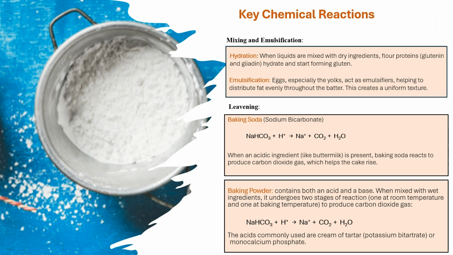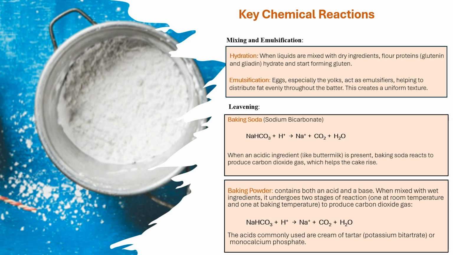What are the key chemical reactions and the physical changes during the baking process? Mixing and emulsification. Hydration. When liquids are mixed with dry ingredients, flour proteins, glutenin and gliadin, hydrate and start forming gluten. Emulsification. Eggs, especially egg yolks, act as emulsifiers. The lecithin in egg yolks helps to distribute fat evenly throughout the batter. This creates a uniform texture.